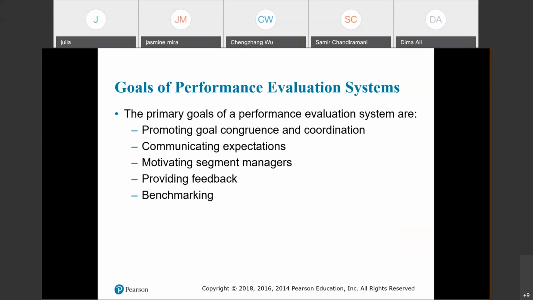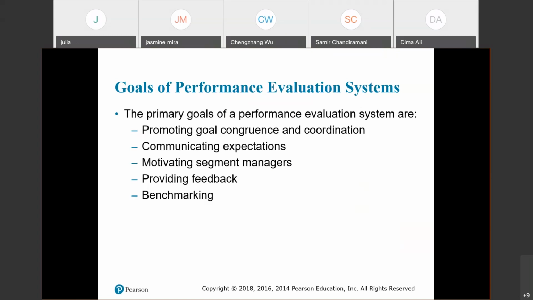Motivating. Segment managers are usually motivated to make decisions that will help to achieve top management's expectations. For additional motivation, upper management may offer bonuses to segment managers who meet or exceed performance targets. Top management must exercise extreme care in setting performance targets.